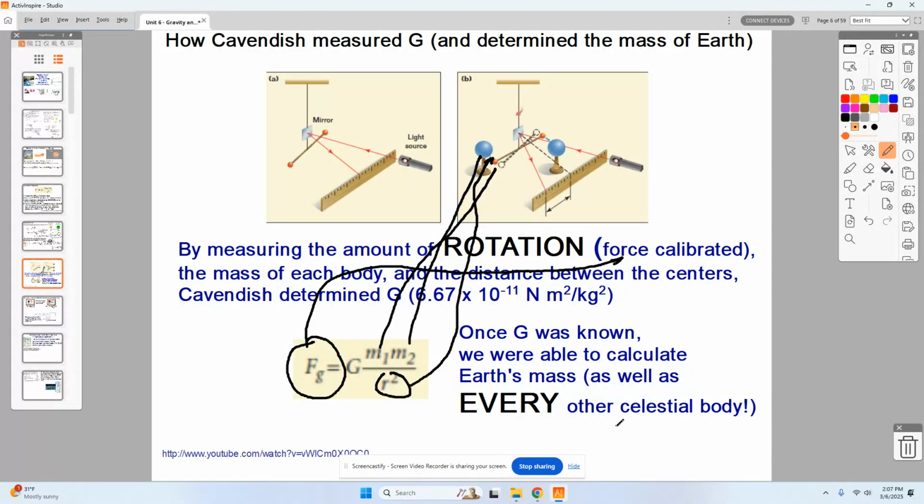Not exactly the same kind of setup. I actually have tried to set this up before. It's a very difficult experiment to do.